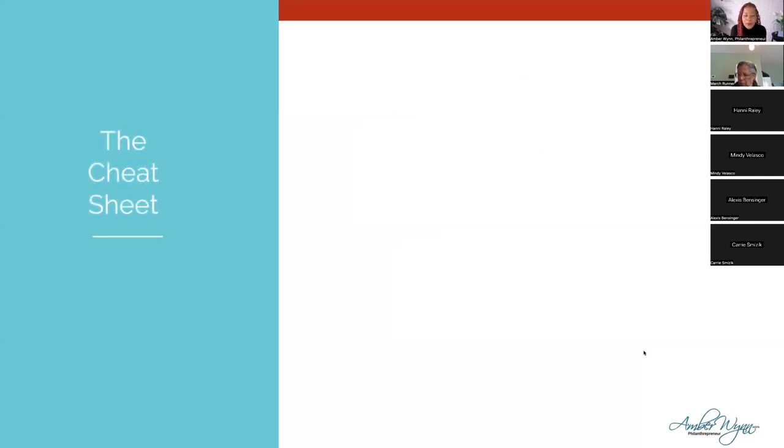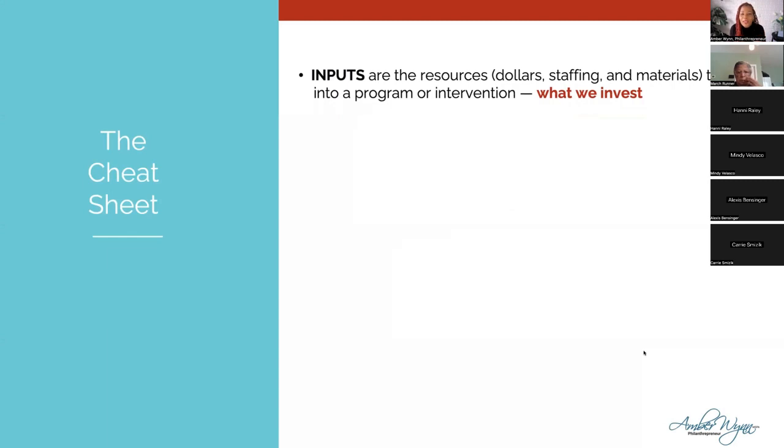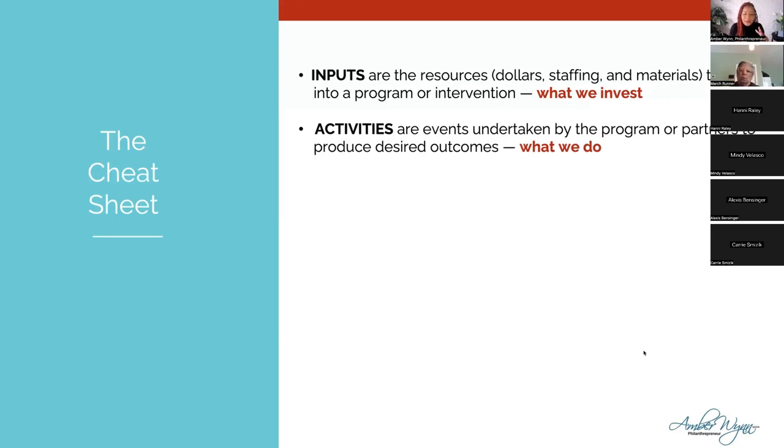When I finish with this page, I want you to take a screenshot of it because it is your cheat sheet. This is going to explain every element of the logic model. You have inputs. Inputs are the resources, whether it's the dollars, the staff, the materials that go into the program or intervention. So the inputs are what you invest, right? Then the activities are the events that happen in the program, or the partners that are going to produce the desired outcomes. And that's what we do.